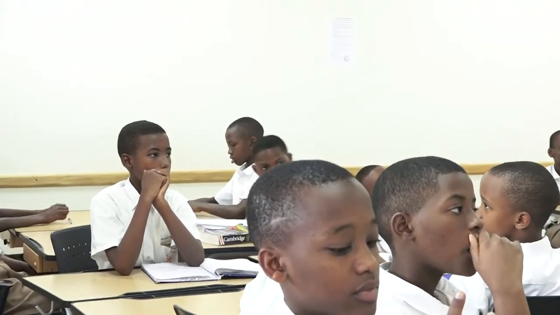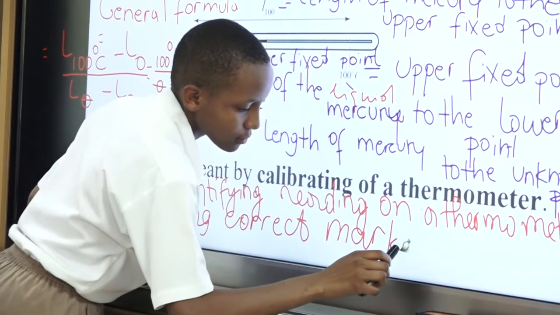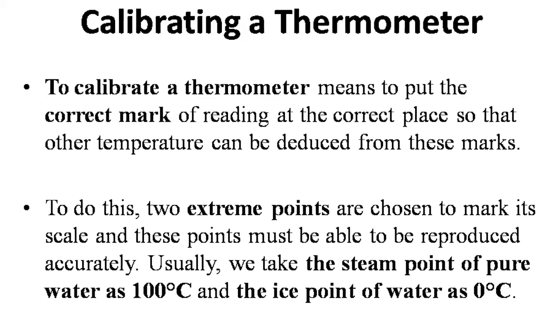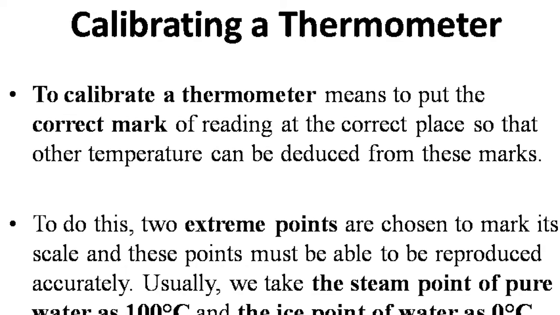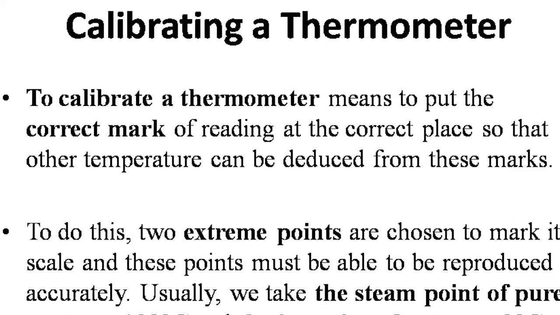Does another group have an idea for this one? Or is it the same idea you have? Josiane? It is identifying readings on the thermometer by using correct marks. Write it now. It's clear. Remember, today we are discussing calibrating of a thermometer. It means identifying correct readings on a thermometer by using correct marks.